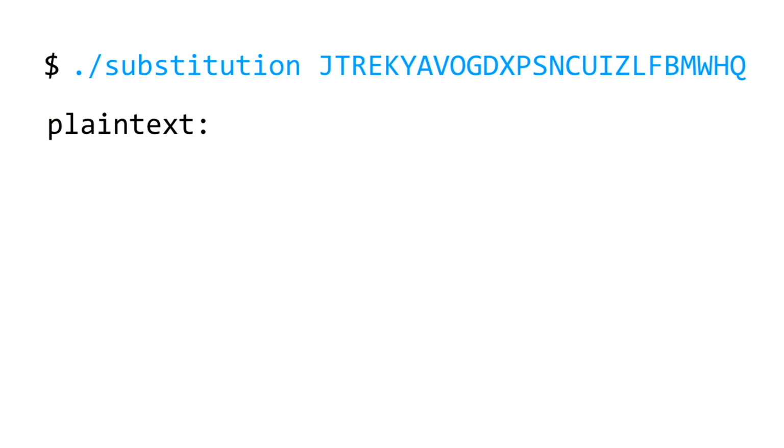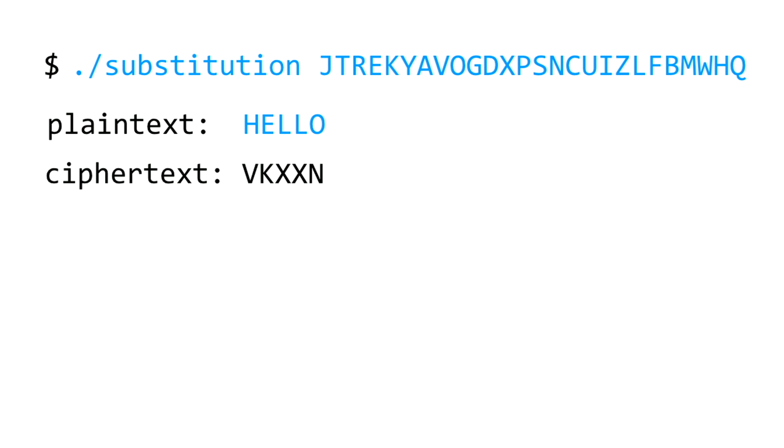Your program should then prompt the user to type in some plaintext, and if the user types in ABC, for example, then your program should output ciphertext followed by the enciphered version of that plaintext, in this case J, T, and then R. So if we were to call that same substitution cipher, passing in hello as the plaintext, then the output is VKXXN.